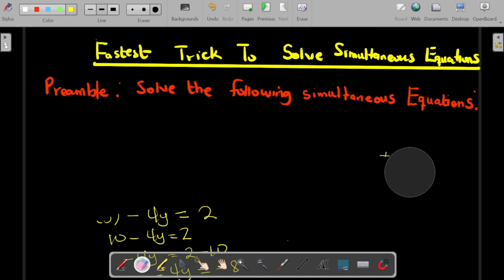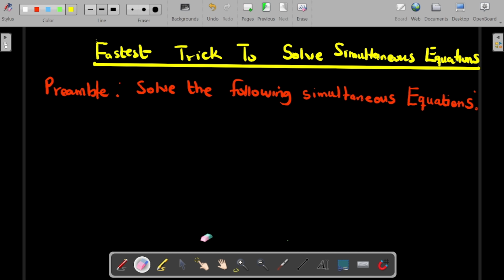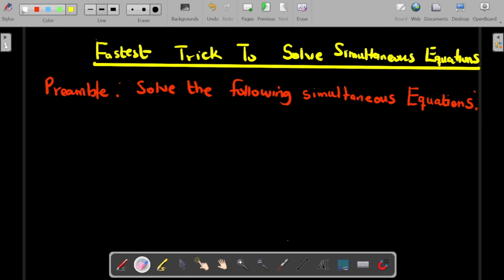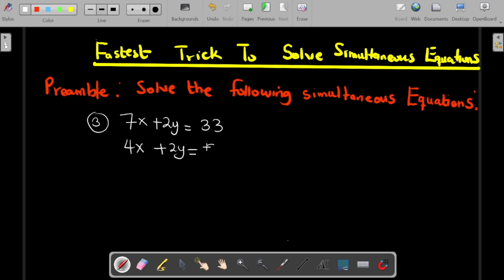Let's solve a third example so that we better understand what we are doing. So our next question, which is question 3, will be 7x plus 2y is equal to 33, and then 4x plus 2y is equal to 24. So to solve the simultaneous equations very fast, we'll first of all take our first term. First term is an expression in x, which is 7x and 4x.